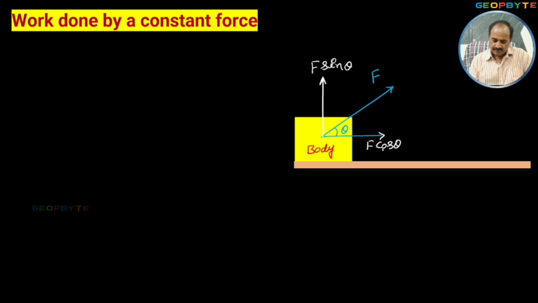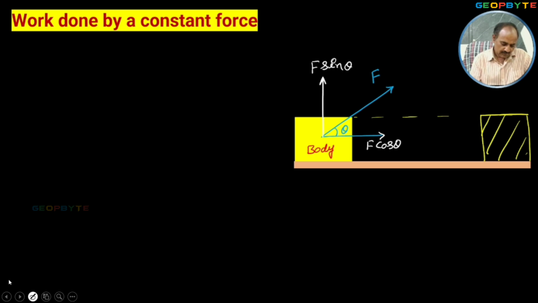Because of the F cos theta, the body may be moving to some other location. This may be the final position of the body. Then look at the displacement of the body. The displacement of the body is S.